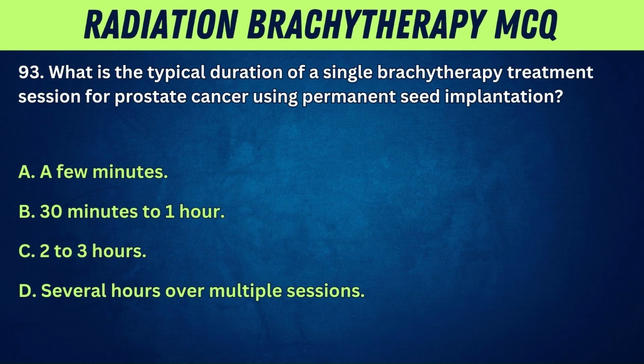93. What is the typical duration of a single brachytherapy treatment session for prostate cancer using permanent seed implantation? A. A few minutes. B. 30 minutes to 1 hour. C. 2 to 3 hours. D. Several hours over multiple sessions.